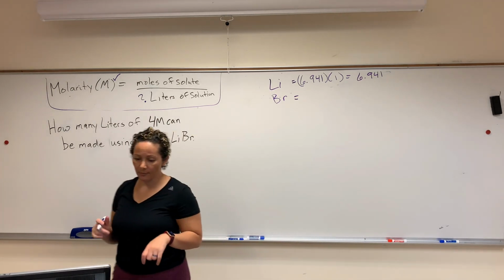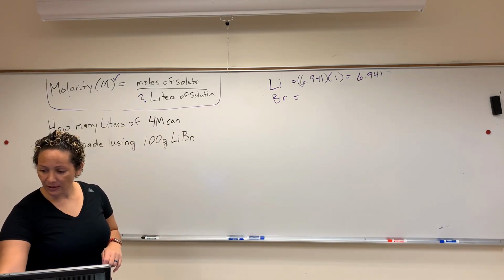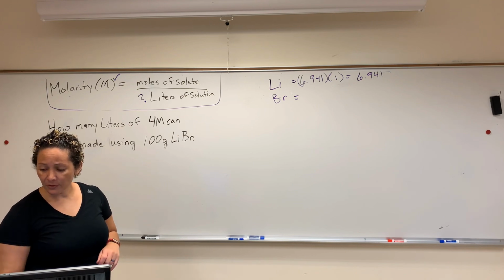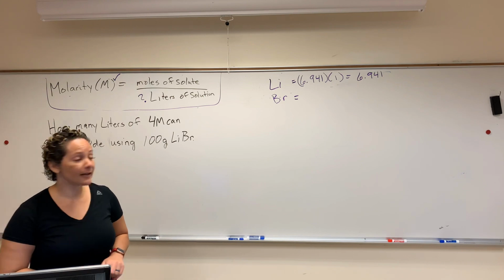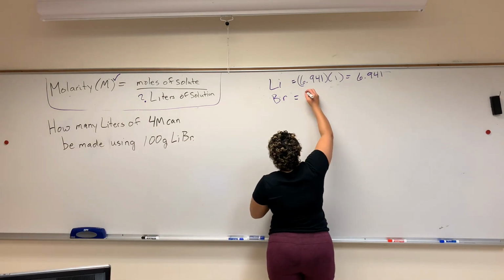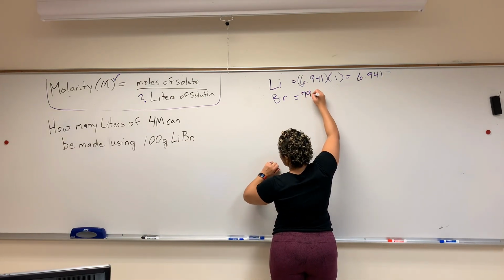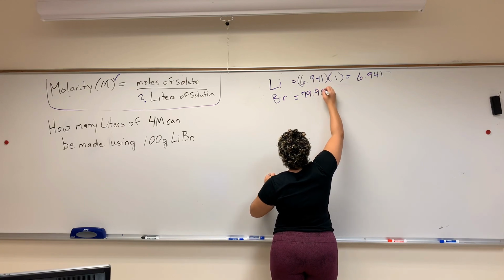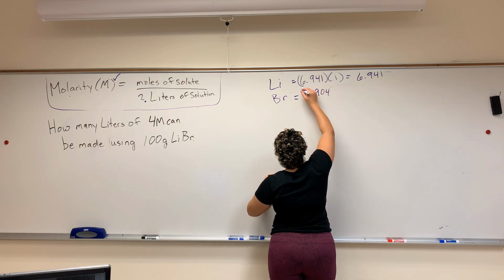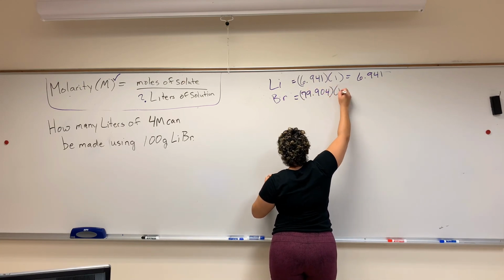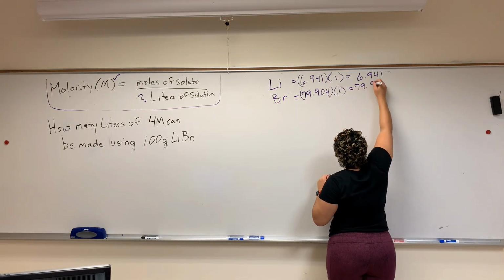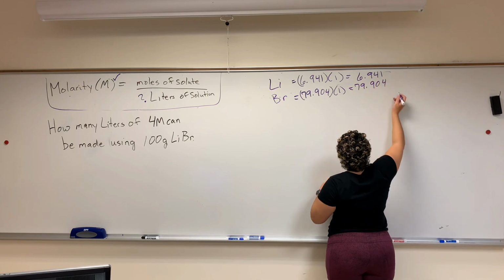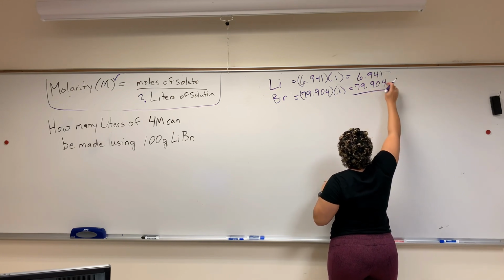Bromide. I don't have bromide committed to memory. So bromide is on number 35, and the mass is 79.904. One atom of bromide equals, so then we got 79.904.